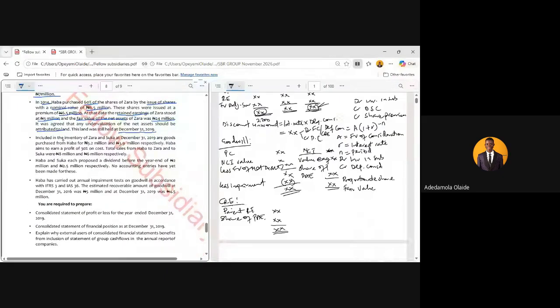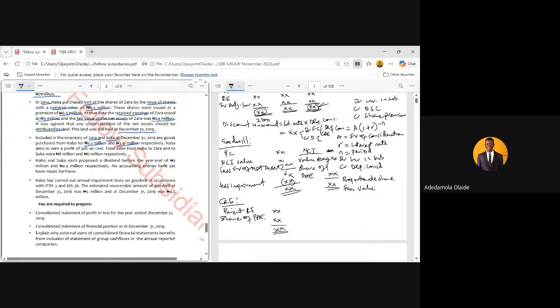They now told us that included in the inventory of Zara and Zuka as at the year end are goods they purchased from Abba for 5.2 and 3.9 million respectively. Because we are doing consolidation of the statement of profit or loss, whatever goods are being sold within the group will be derecognized. In preparing group accounts, we are seeing all of these entities as one. How can one entity sell goods to itself? It doesn't make any sense. So whatever they have sold to each other, we cancel it out.